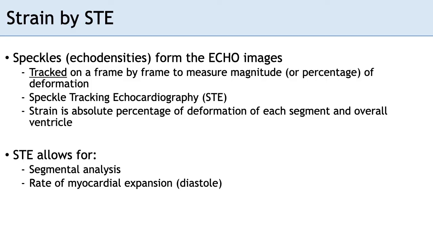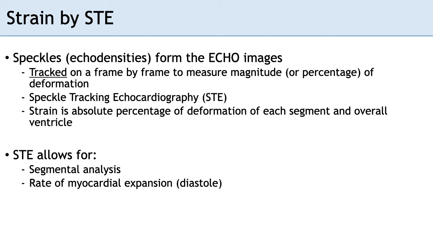So I want to spend a few minutes talking about strain. Strain is a physical property of any kind of matter per se. So speckles or echo densities or pixels compose the echo images, and you can track them on a frame-by-frame basis to measure the magnitude or percentage of deformation. And so this absolute percentage of deformation is what we call the strain measurements, and the speed at which it occurs is called a strain rate.